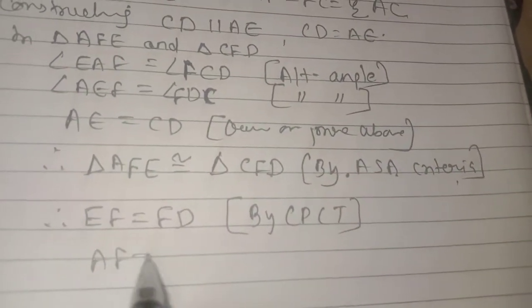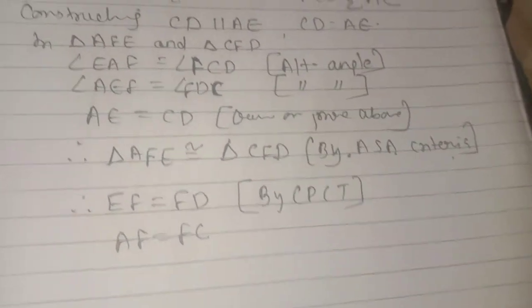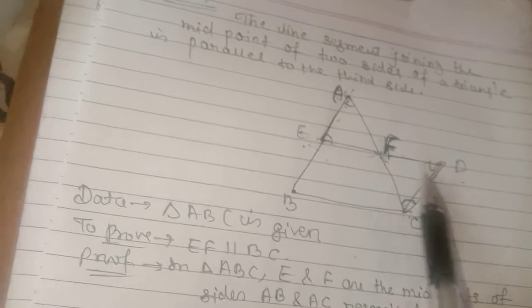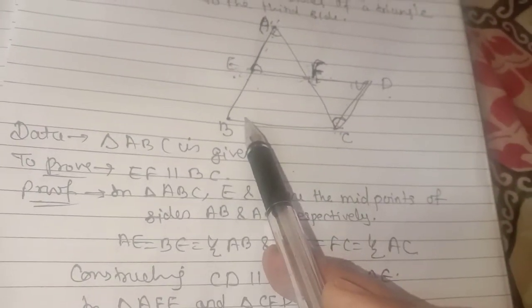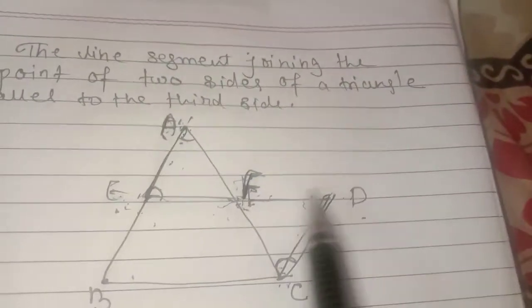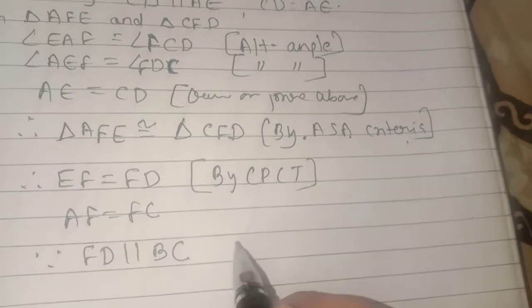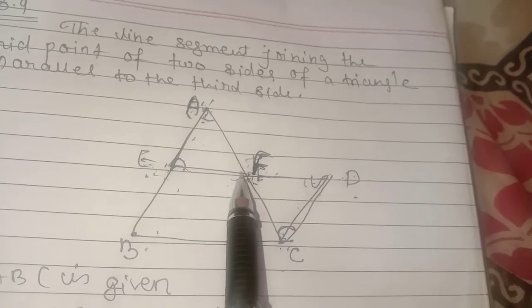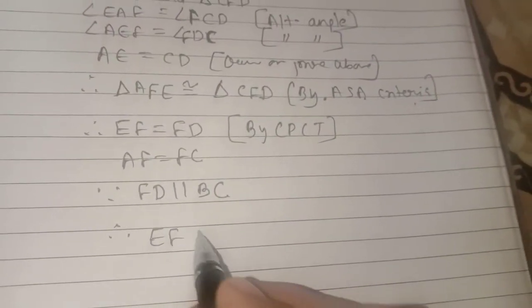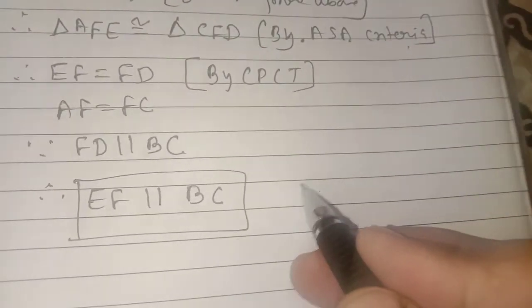And AF is equal to FC is given to us. We have just proved it. Okay, AF is equal to FC. So we can say that FD is parallel to BC, since FD, can you see here, FD is parallel to BC. Therefore, what is FD equal to? FD is equal to EF. So we will write therefore EF is also parallel to BC. Clear? That is what our requirement is, hence proved.